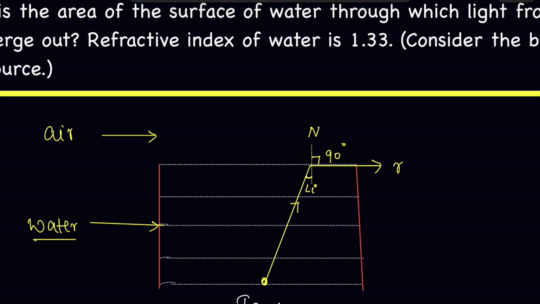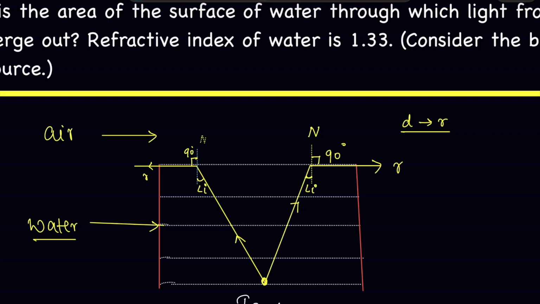Similarly, if we take another incident ray, this is our another incident ray. This incident ray will also get refracted along the surface, and here is our normal. This is 90 degree and here is the angle of incidence. We have to understand one thing: critical angle is only formed when the incident ray is moving from denser to rarer medium. Then this critical angle is formed.